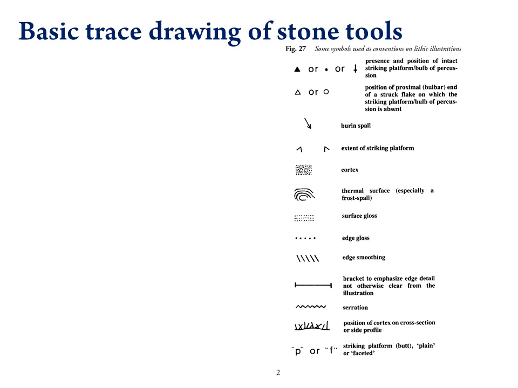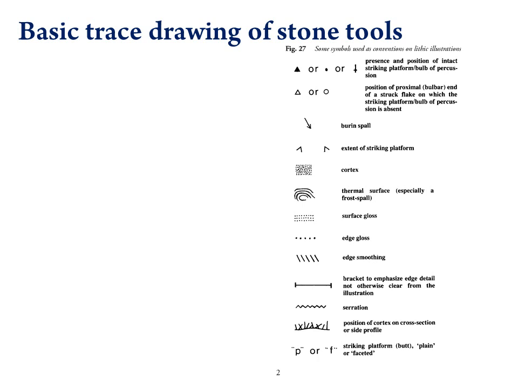if you want to show the presence and position of the striking platform, these kinds of symbols can be used. If you want to show the position of bulbar scars or percussion presence, these kinds of symbols can be used. Blank outline, triangular or circular. To show the extent of the striking platform, from which end to which end, you can show this kind of arrows. Cortex can be shown in shaded dots like this. The thermal surface can be shown in the form of contour lines.